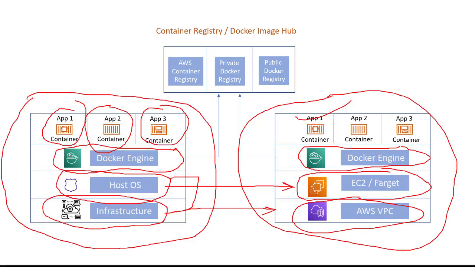Same like you have a VPC as well as your compute engine like EC2 or Fargate. So these are the differences between your on-prem container environment as well as your AWS environment. Now we're talking about a registry where you are going to download the container image.